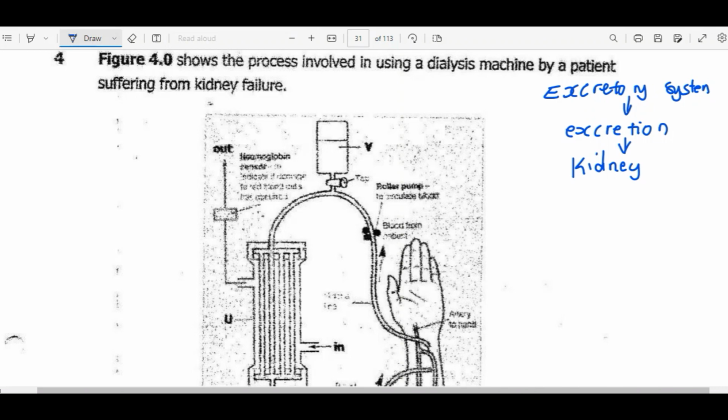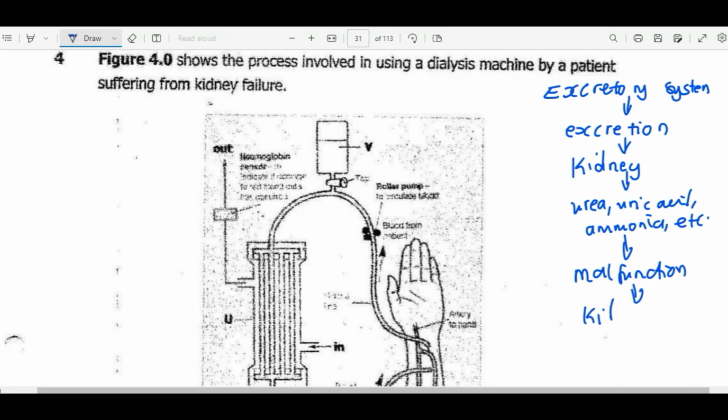So the kidney removes waste products such as urea, uric acid, ammonia, excess water, excess salt, etc. Now, what happens if the kidney is malfunctioning? If the kidney is malfunctioning, we have the condition known as kidney failure. So kidney failure is when the kidney is not working properly.